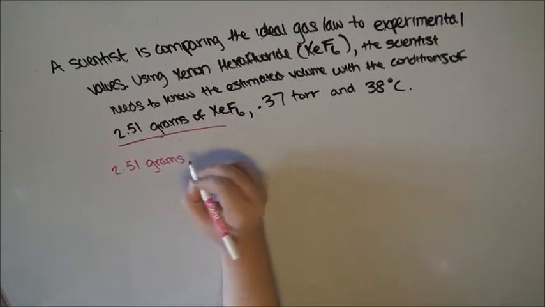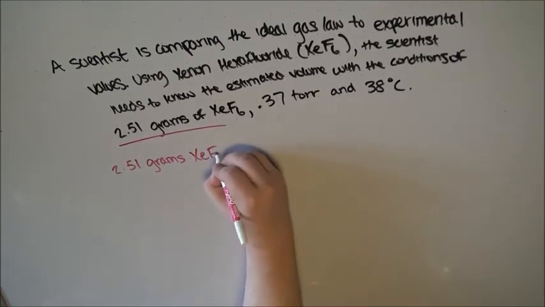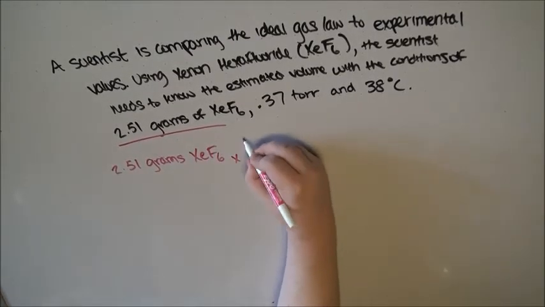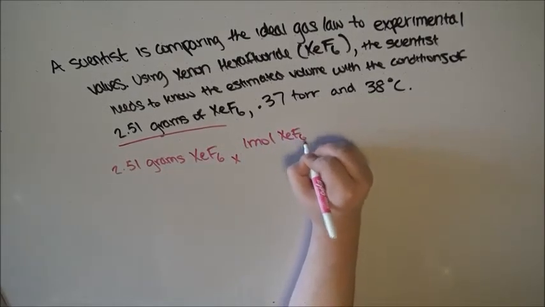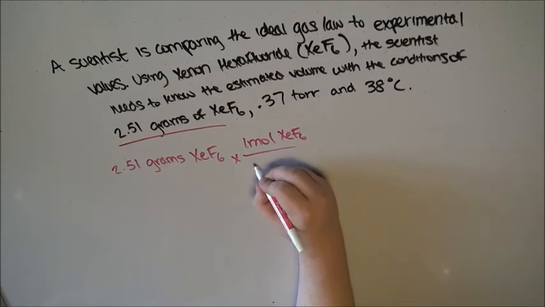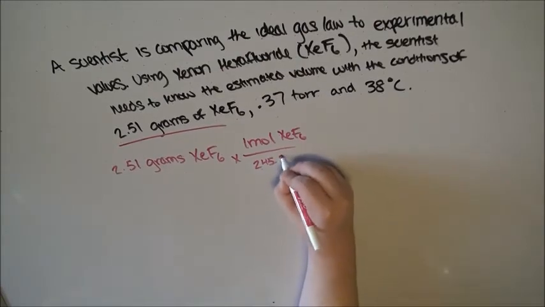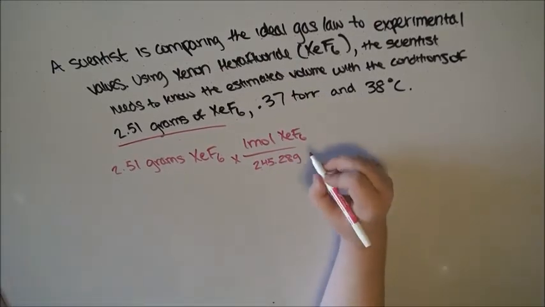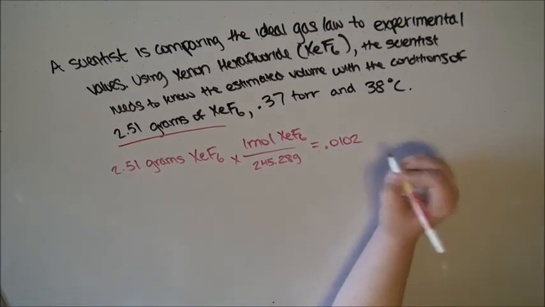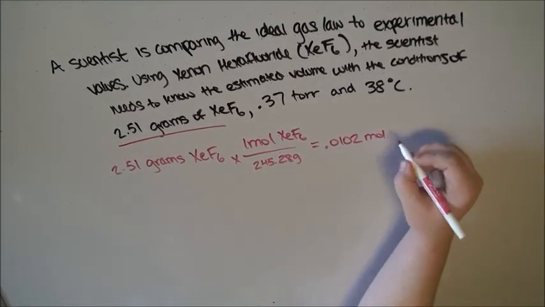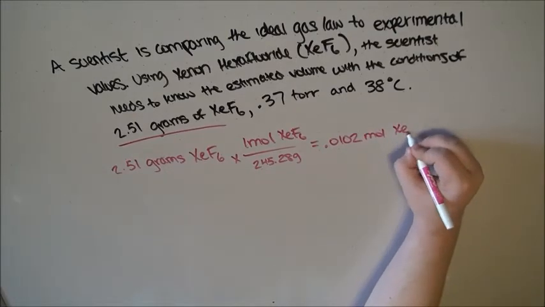First, in the ideal gas law, you need to know the moles of gas. Therefore, you must complete a mole conversion from grams to moles. If you do not understand mole conversions, please refer to the video about mole conversions. Because the molar mass of xenon hexafluoride is 245.28 grams, the moles of xenon hexafluoride in the problem is 0.0102 moles.